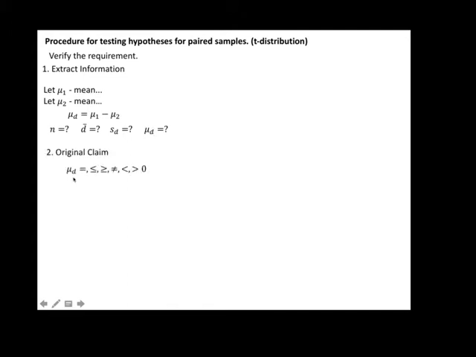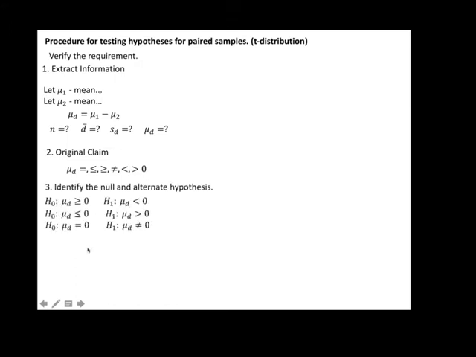Okay, original claim. You're going to see we use the mean of the difference compared with zero. Same idea with the null and alternate hypotheses. Again, the null hypothesis is always greater than or equal to, less than or equal to, or equal. The alternate hypothesis can be less than, greater than, or not equal to.